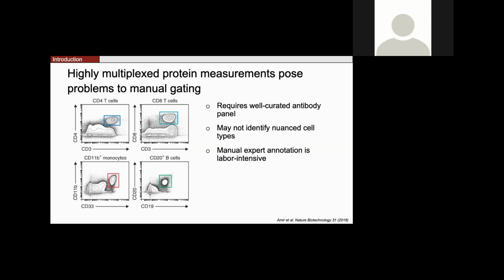This approach depends pretty highly on which antibodies you've included in your panel, because you are restricted to now around 50, but historically many fewer. And it might not quite be able to identify all of the nuanced cell types present in a tissue section, especially cell states, especially cell types for which you don't have a marker in your panel, or that might be marked by much smaller changes in protein expression. This type of manual annotation is also extremely labor intensive, especially for these much larger protein panels.